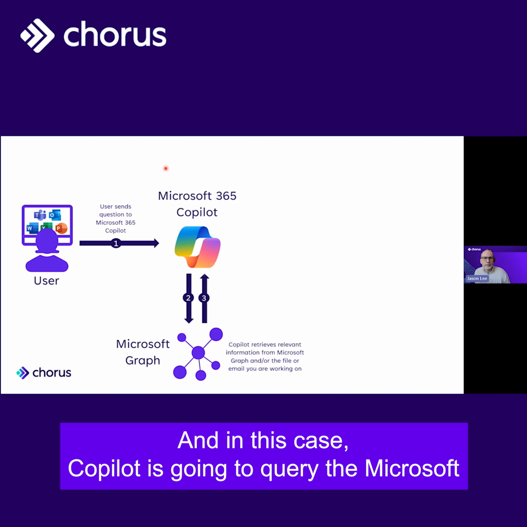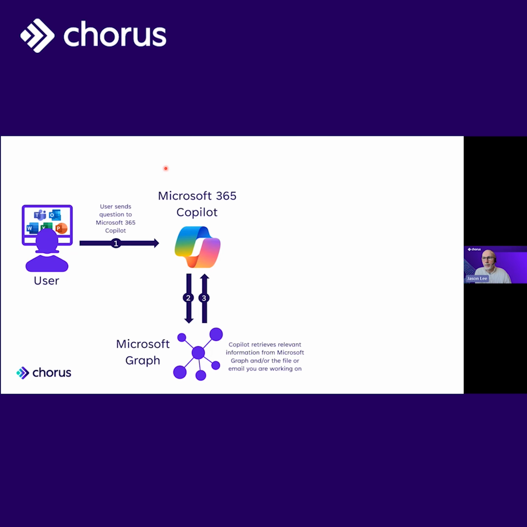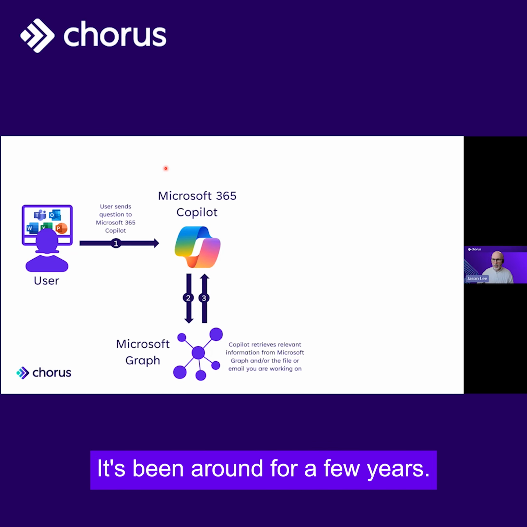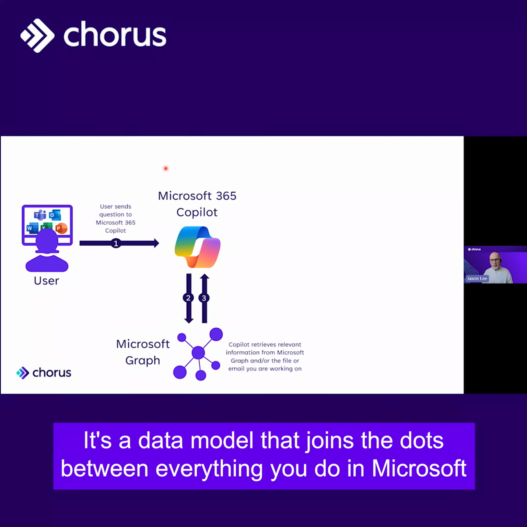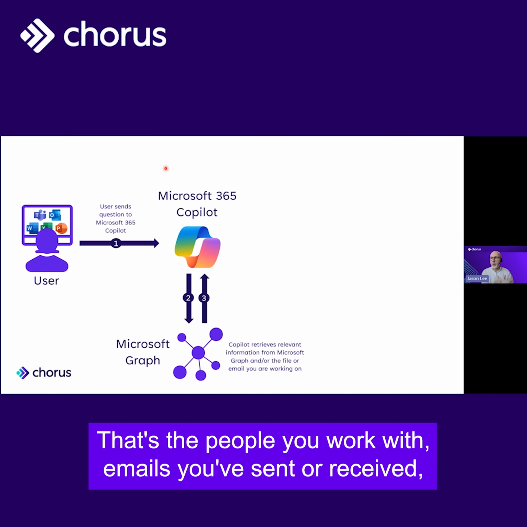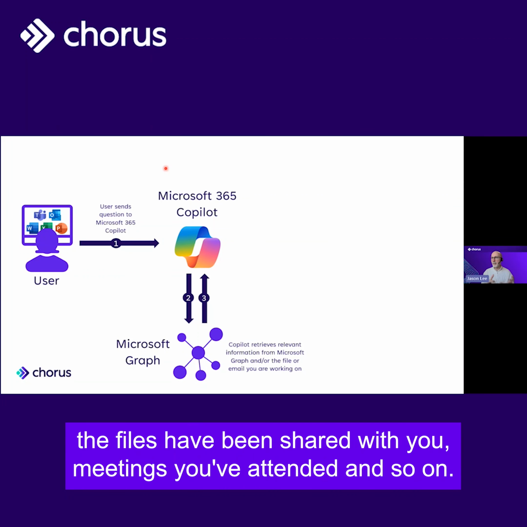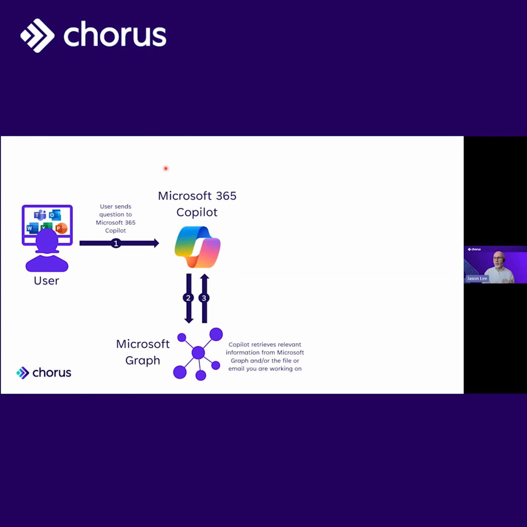In this case, Copilot is going to query the Microsoft Graph. Microsoft Graph isn't part of Copilot. It predates Copilot. It's been around for a few years. It's a data model that joins the dots between everything you do in Microsoft 365. That's the people you work with, emails you've sent or received, the Teams chats you've had, the files you've shared, the files that have been shared with you, meetings you've attended, and so on.